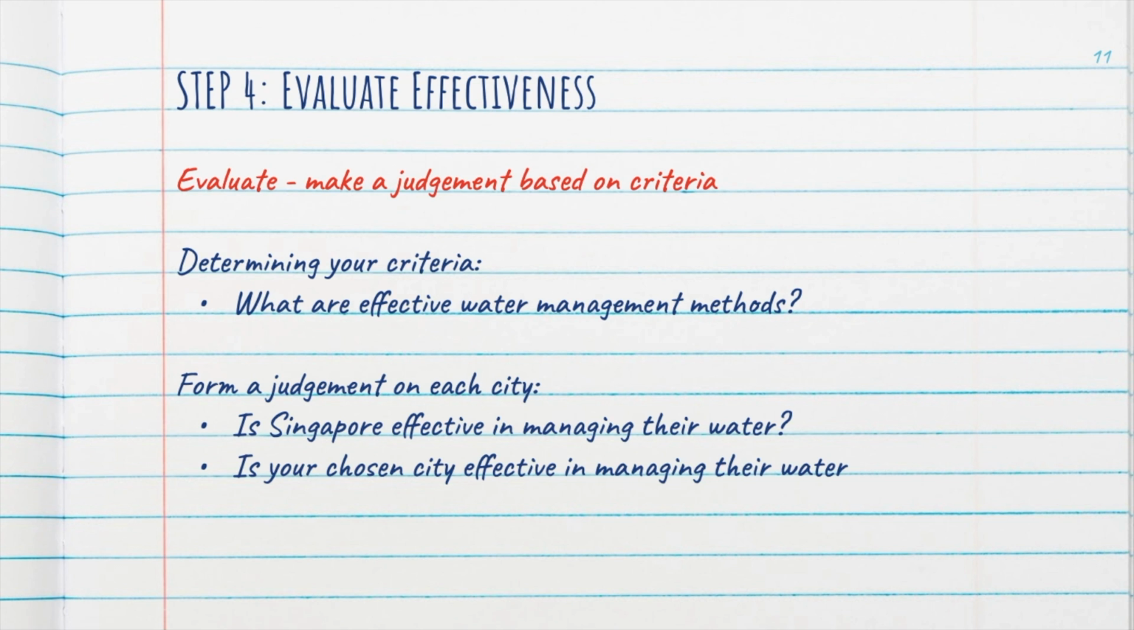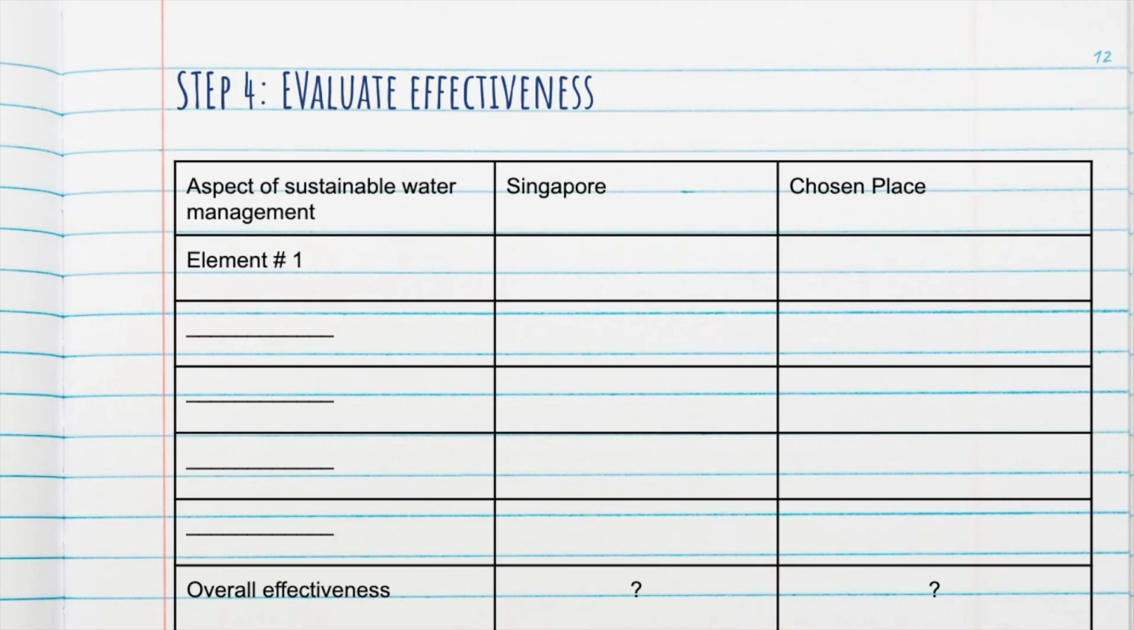So you need to make sure that you really determine your criteria by answering the question, what are the effective water management methods? What kind of water management methods do we see in effective cities that use their water really well, where it's really renewable, highly sustainable, and that it's going to help in the future as well? So that's the last step in the development stage.